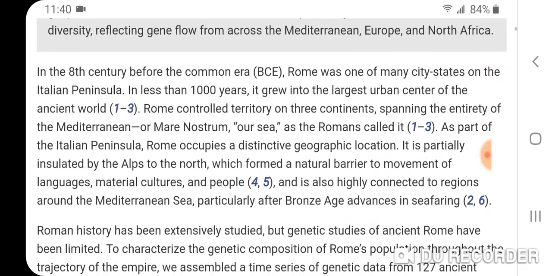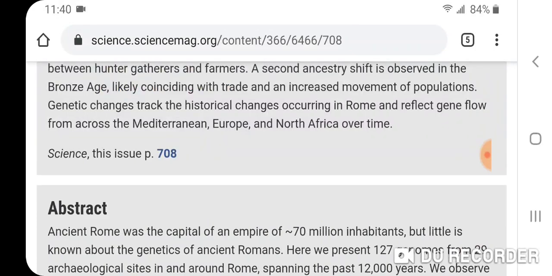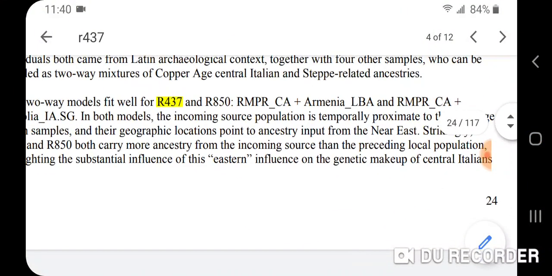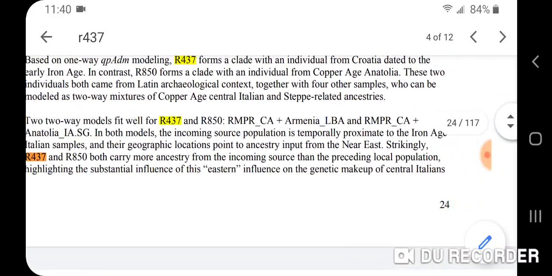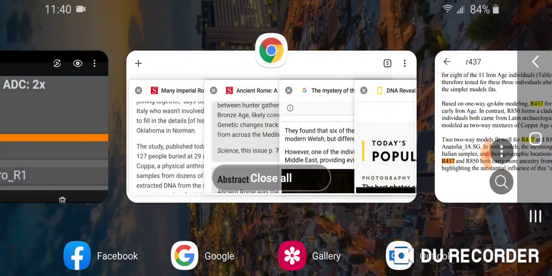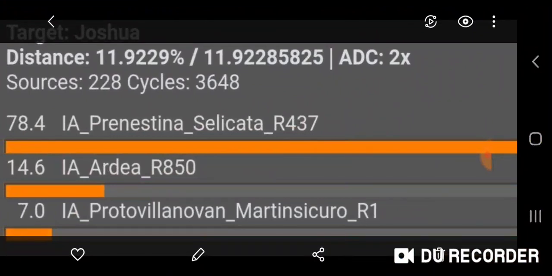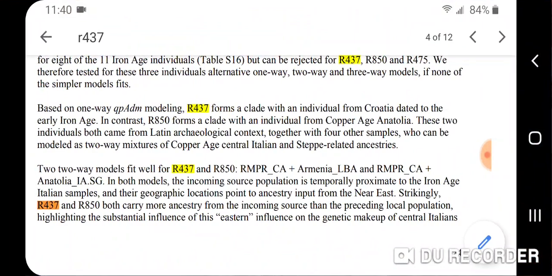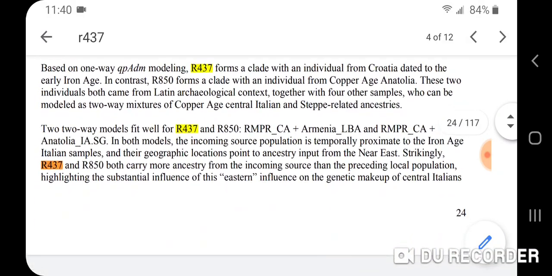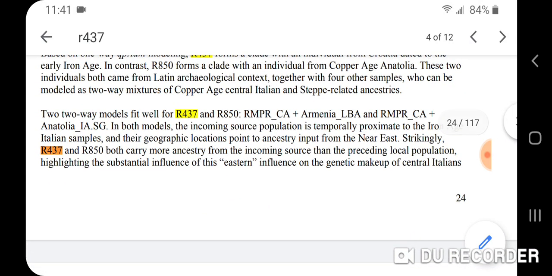So I downloaded the supplementary materials. And what do they say about the two that I get at the top, which are, again, Prenestina Silicata R437, and Ardea R850? Well, what they say is that two-way models fit well for R437 and R850.